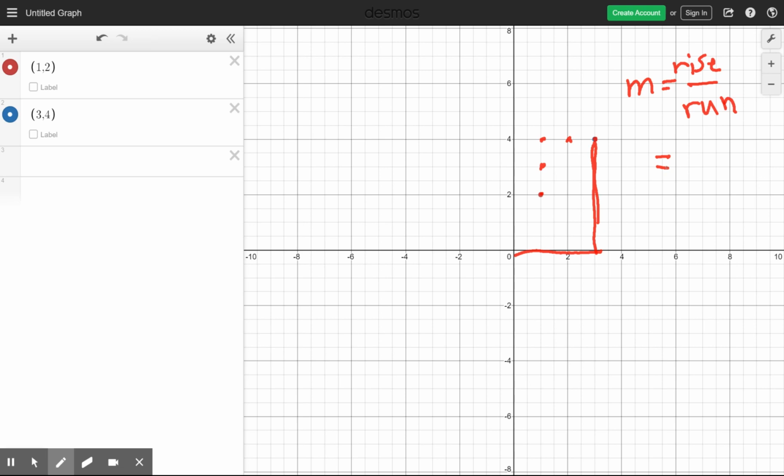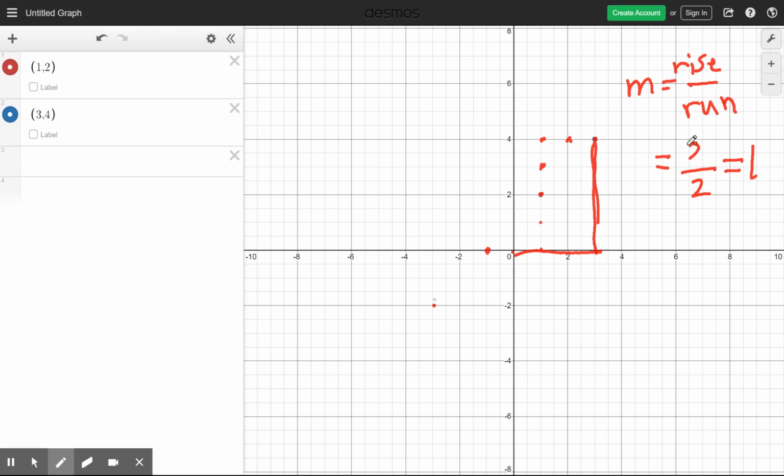Now, if we want another point that would be on this line, we could go up 2 over 2 again, or we could go down 2 and to the left 2. So at the point (-1, 0), or we could continue it on down 2 and to the left 2.